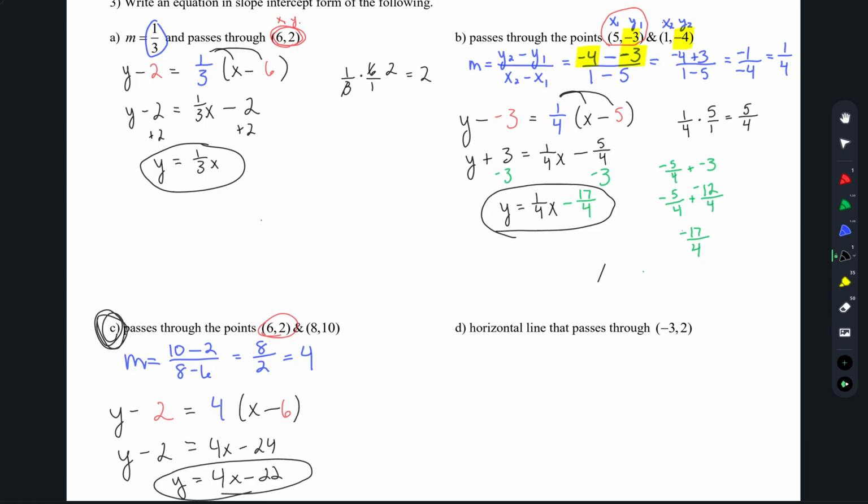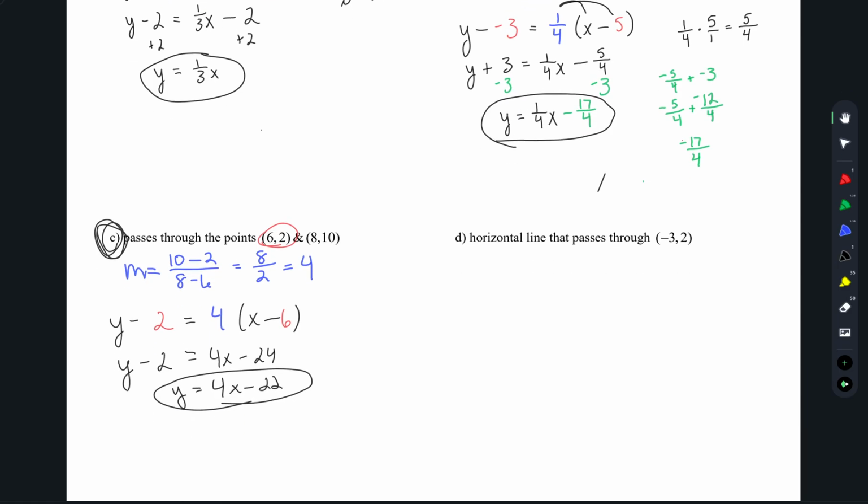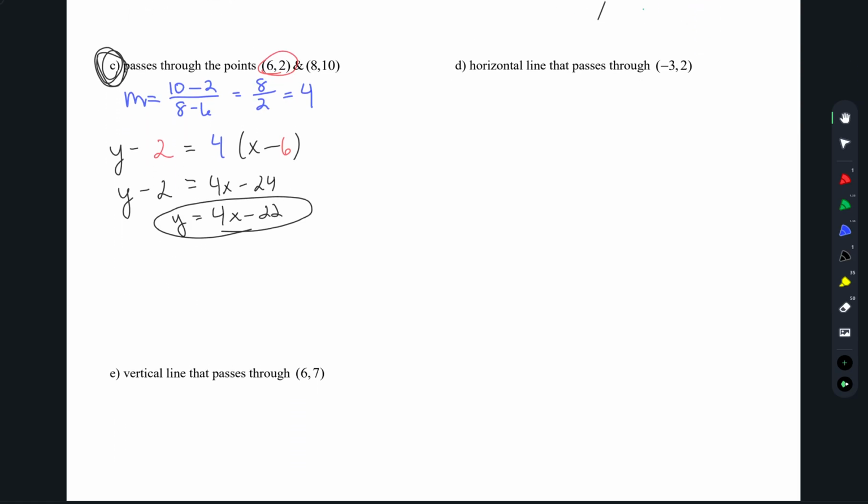All right. So a lot of you guys were getting this, so that's good. So slope: 10 minus 2 over 8 minus 6 is 4. Plug 4 in. This one was way better because the fractions weren't horrible. Okay, these last two are pretty fast.